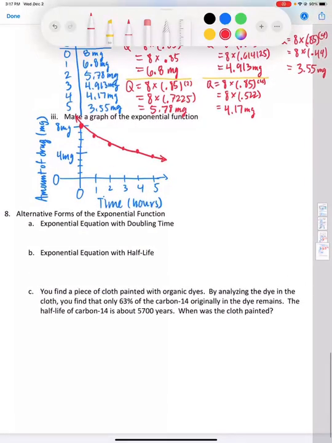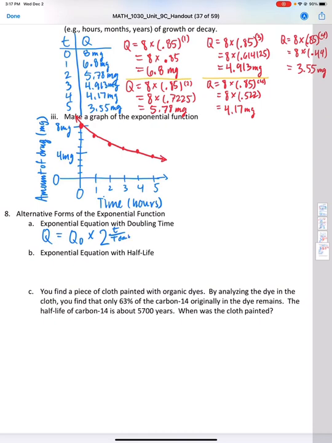Number 8 is our last concept here. We are going to take a look at some alternate forms of the exponential function using doubling time and half-life. Okay. So if q is equal to q naught, the exponential equation for doubling time is similar to what we've already seen, 2 to the t divided by t double. Okay.